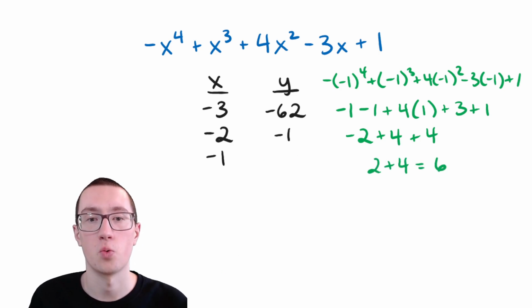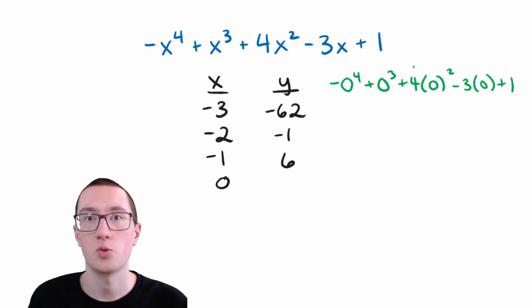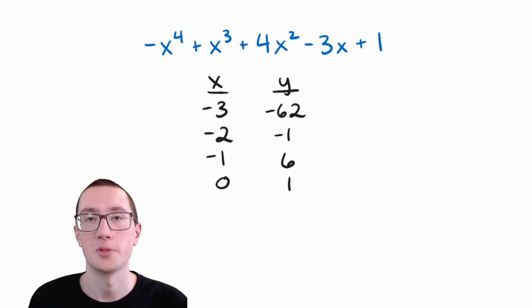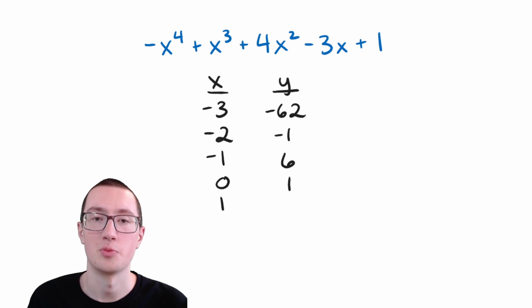So we're going to have 6 for y. And now let's keep going. So we're going to have 0 for x. This should be the easiest one. And this is quite easy because 0 to the fourth is 0, 0 to the third is 0, 0 to the second is 0, 3 times 0 is 0. And all we're left with is 1. So it's 1. Easy. But unfortunately, that was the only super easy one because we're back to more confusing ones.